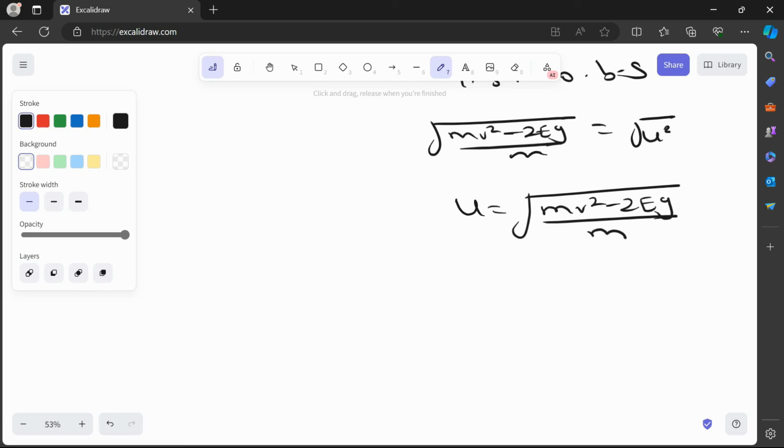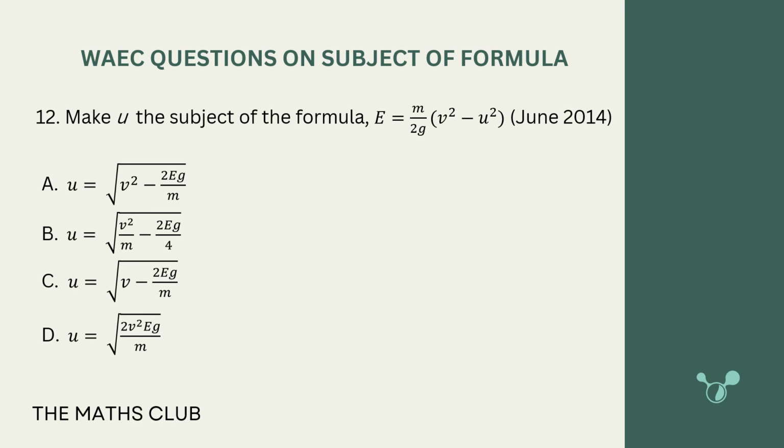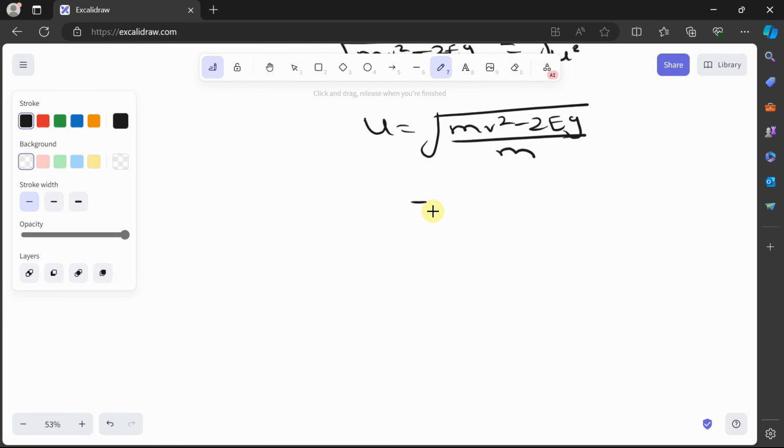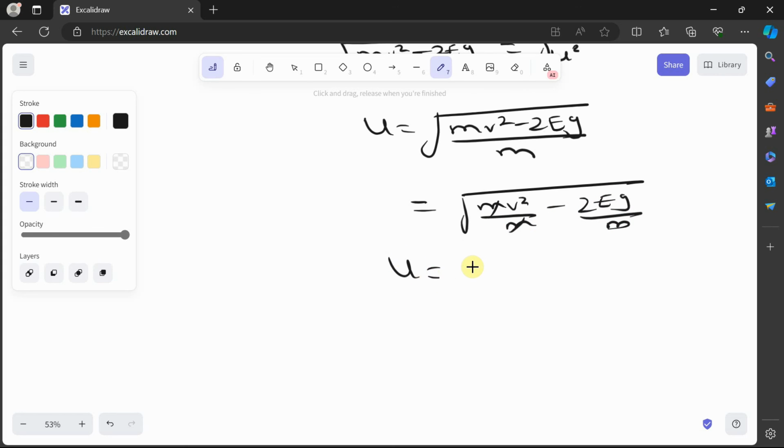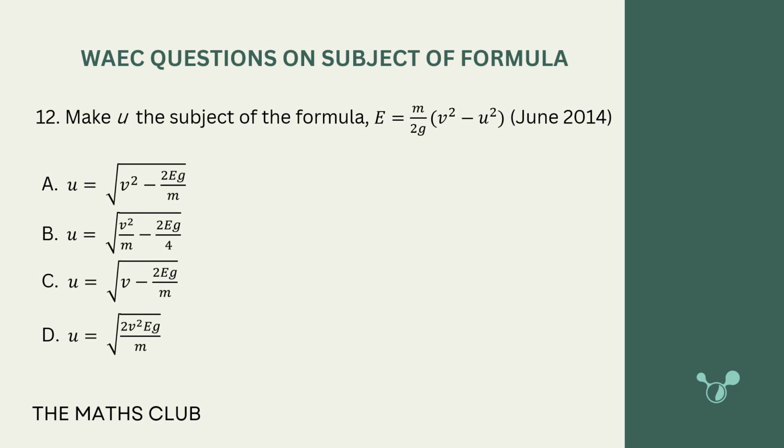Let's see if we're correct. So these are the options that we have as against the answer that we have. That's because they did not resolve something. I think our answer should be this option A. But let's take our answer back to it. So if I wanted to resolve this, it is like saying square root of MV squared all over M minus 2EG all over M. So M will cancel M. So our U will now be equal to square root of V squared minus 2EG all over M. So I think our answer is one of these. Great, so that is option A.